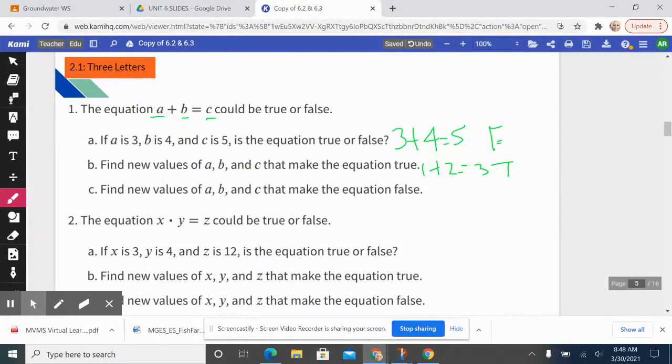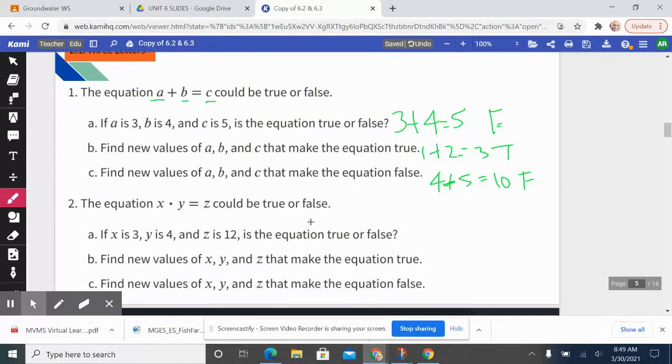For c, find new values for a, b, and c that make it false. Now I need to make a fake one, or one that doesn't make sense. The one that I wrote down, again, these can be a million different scenarios, but 4 plus 5 equals 10. I said that one is false. That should be a plus sign, I don't know why it did that. But 4 plus 5 is 10. That is a false equation. That is not true, right?